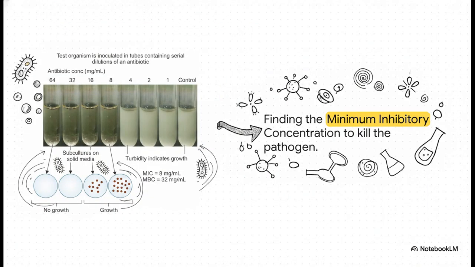To figure out the exact dosage, we use antimicrobial susceptibility testing, or AST. Take a look at the series of tubes on your screen. We expose the isolated bacteria to weaker and weaker concentrations of an antibiotic. The cloudy tubes? That means the bacteria are laughing at the drug and actively growing. But right at that 8 milligrams per milliliter mark, the tube is crystal clear. That is our minimum inhibitory concentration, or MIC. It's the absolute lowest dose required to stop this pathogen dead in its tracks.